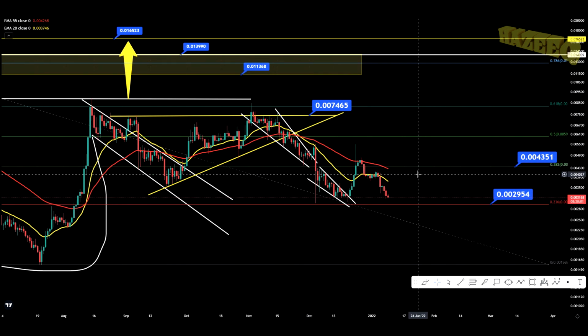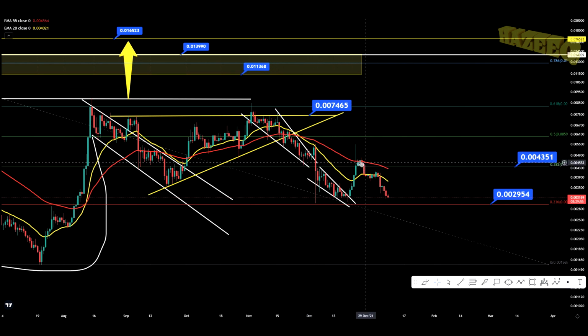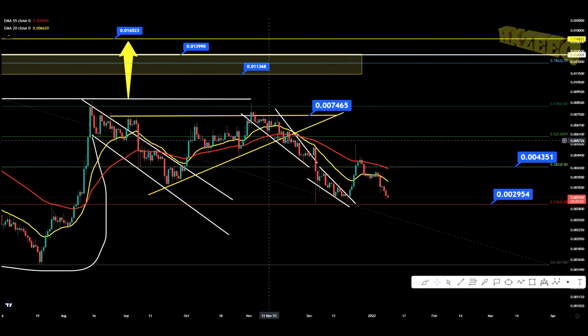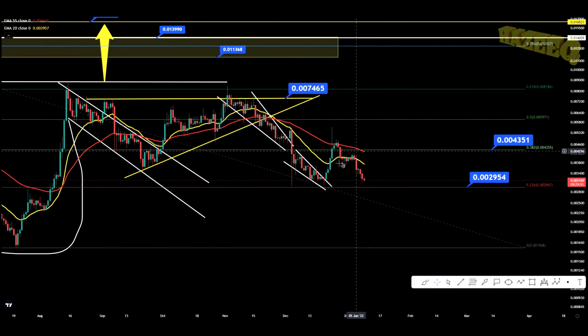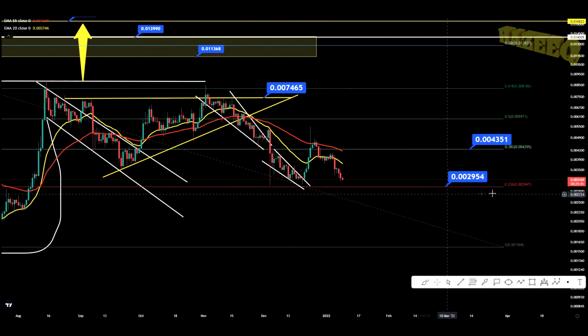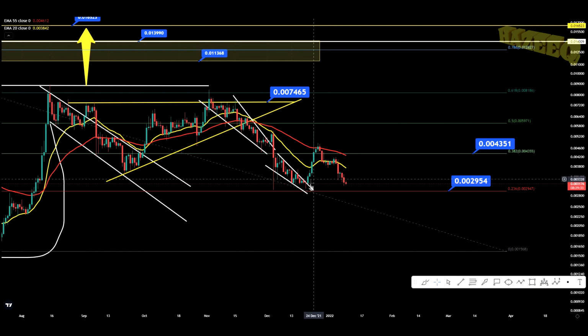Now jumping into the daily chart, this is TradingView. We have the 20 EMA up, which is the yellow line, and we have the 55 EMA up, which is the red line. As you can see, we're hitting our head on the 20 EMA over here, and we got rejected from it back down to the support level of the 0.236 Fibonacci extension level. So this is sitting at 0.00295 cents, okay? We've come down here once.